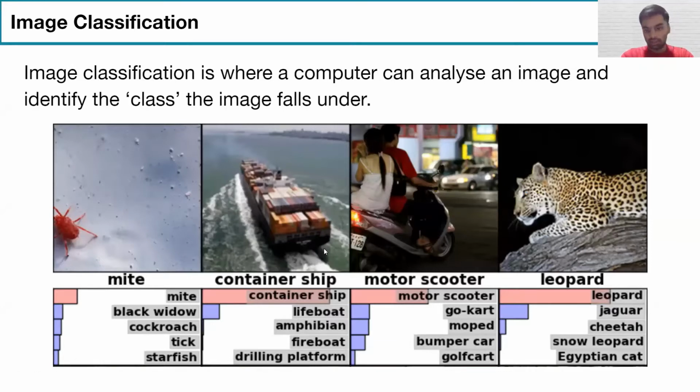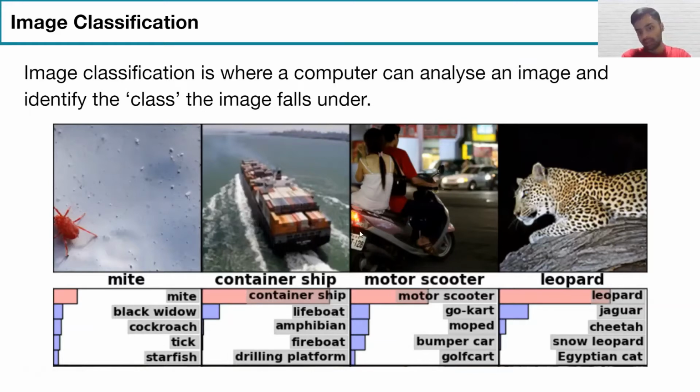So for example, if you see in this example over here, for the first image you provide this image to the computer, and then the computer tells you that it is most likely that this image belongs to the category called mite. And then it also comes up with these other categories which are less likely. So its main prediction is that this image belongs to the mite category, but it might also be a black widow or a cockroach, but those are less likely, as you can see by these horizontal bars here. They have lesser probability than this image being a mite.